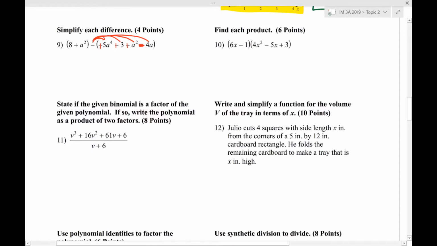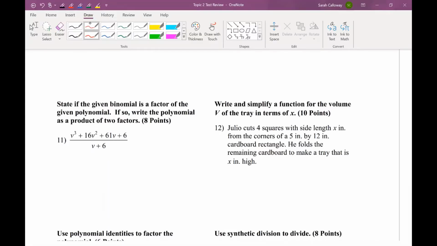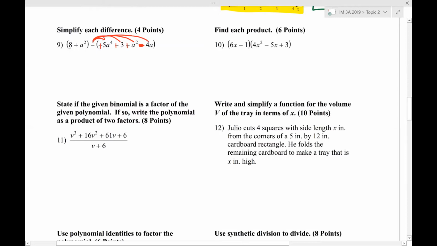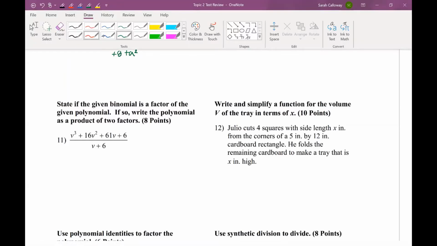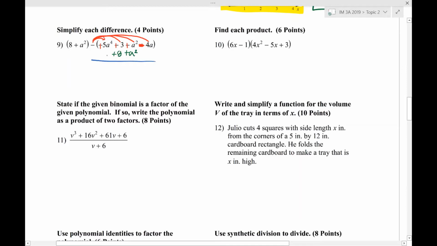Once you've changed all the signs, what I would do is line up the like terms from the first polynomial underneath those. So if I have a plus a squared, I'm going to write plus a squared underneath the a squared here. And I have a plus 8, so I'm going to write a plus 8 underneath my plus 3. Then when I add, I want to write my answer in standard form.